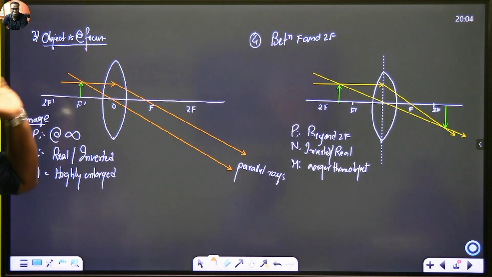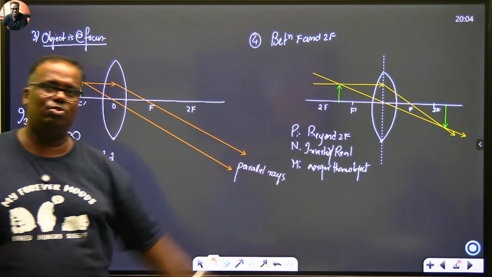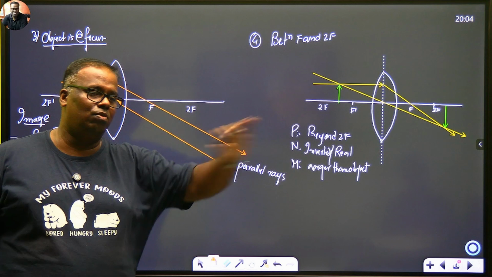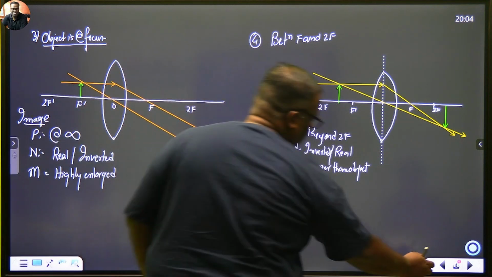Real is only one case. Sorry, erect is only one case which we have already done. Erect is only one case, the doctor's hand lens. Rest all will be, sorry, inverted. Thank you for correcting me.